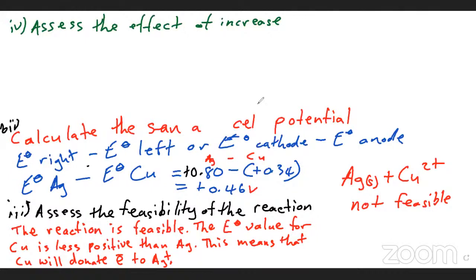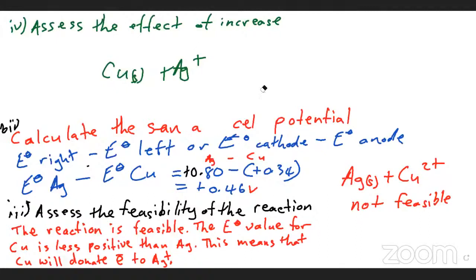So the higher values are closer to oxidizing. The more positive it is, the less likely it is to give up an electron. All right, sir. So the reason why this reaction is feasible between solid copper and Ag plus is that copper is better at giving up electrons.